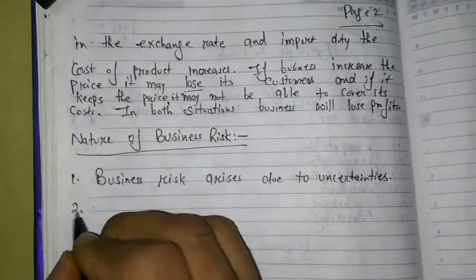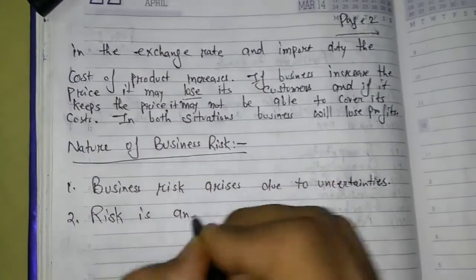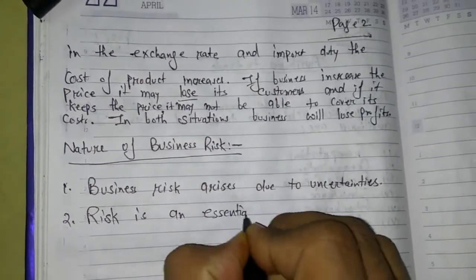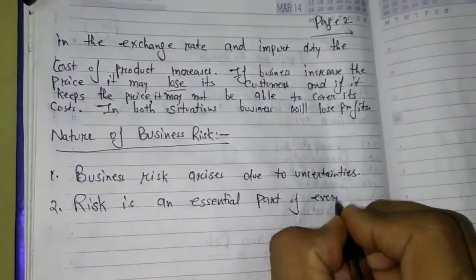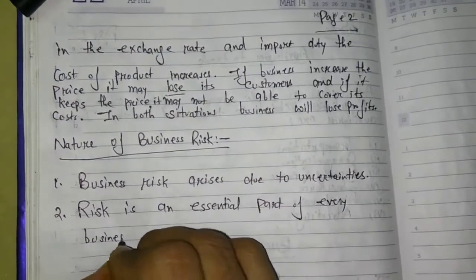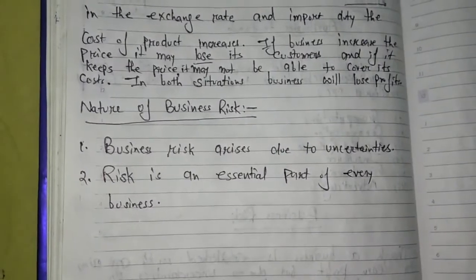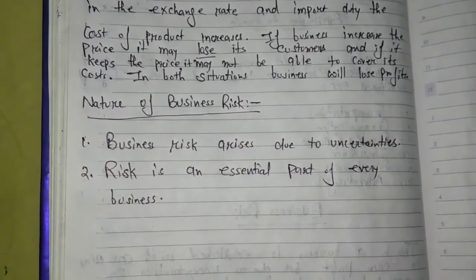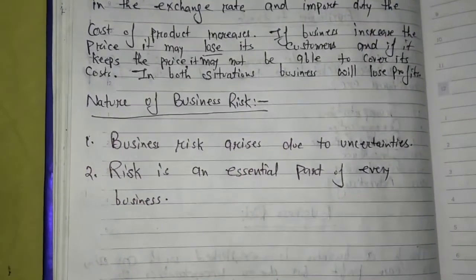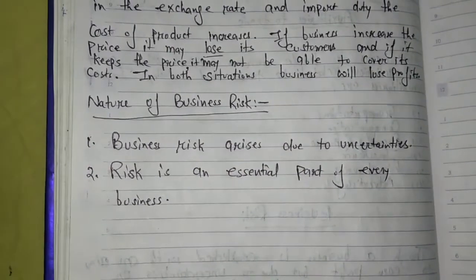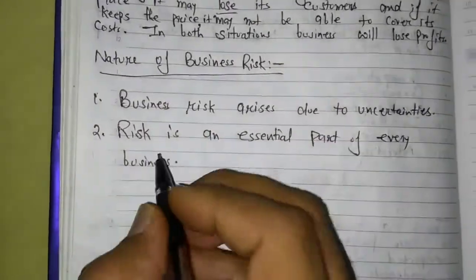Okay, your second point is risk is an essential part of every business. It means without risk you cannot earn profit. Maybe most people have listened to the quotation, more risk more gain. It means every type of business is related to risk. It means risk is an essential part of any type of business.